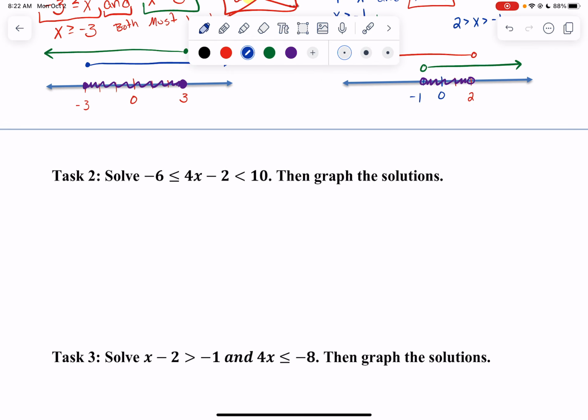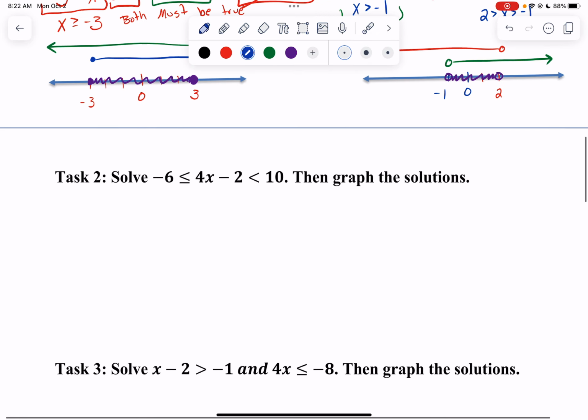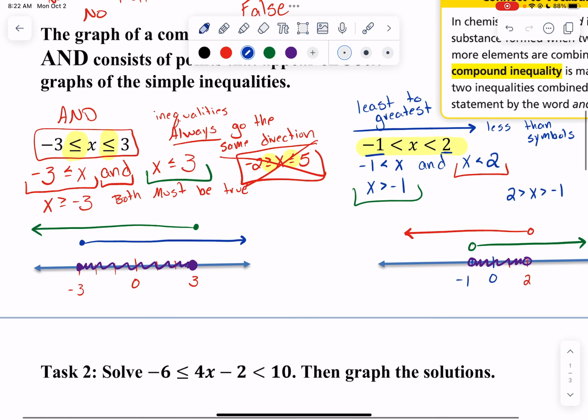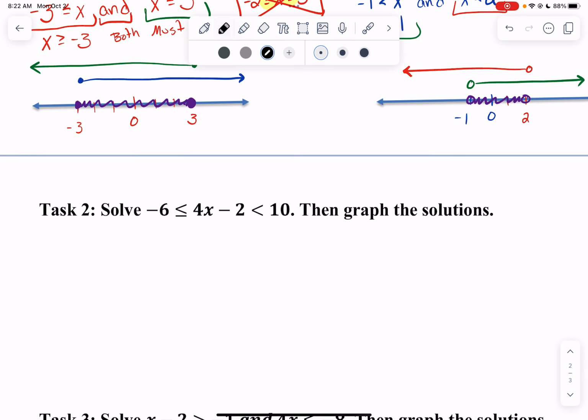Okay, all right, now we step it up a notch. We don't just have an x. We've got an x times 4 minus 2. Very similar to how we did the last ones. Again, this is a double inequality. I've got an inequality here and an inequality here. They're going the same directions. They're both less than.